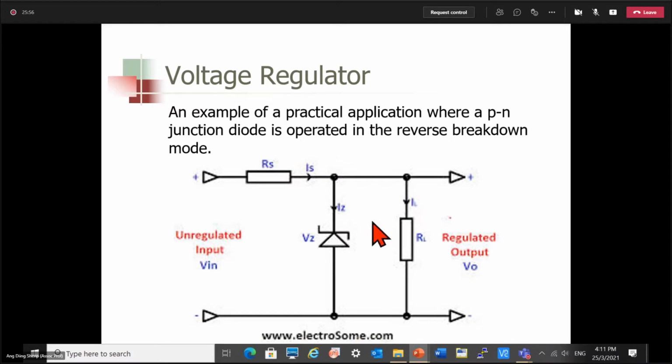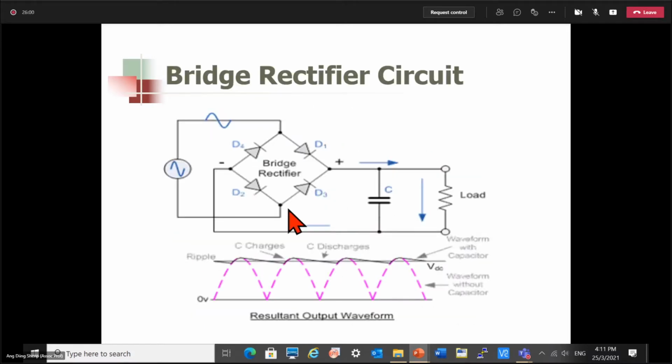The voltage regulator is actually used in the later stage of the rectifier circuit. If you remember, I showed you this much earlier in the first lecture on PN junction. One application of the PN junction is in the bridge rectifier circuit like this, which essentially converts the AC signal into a DC signal.